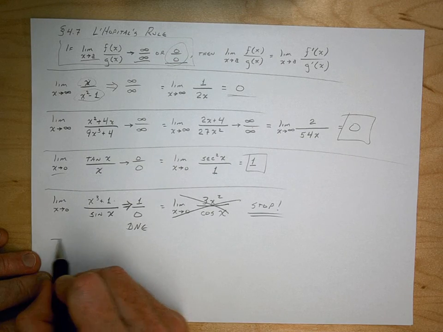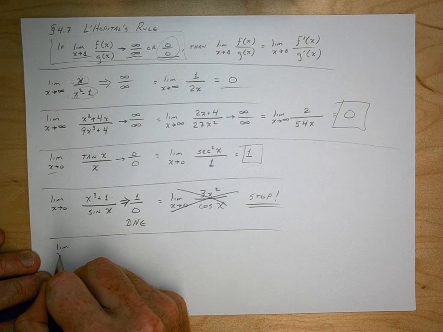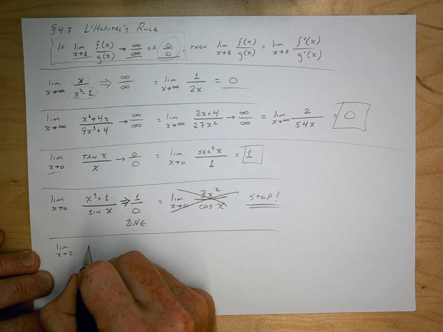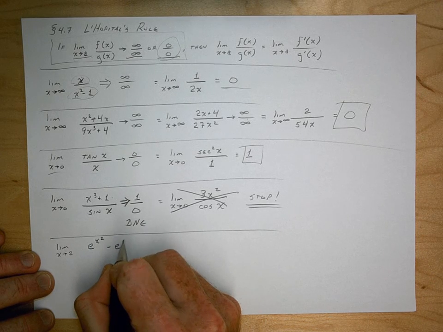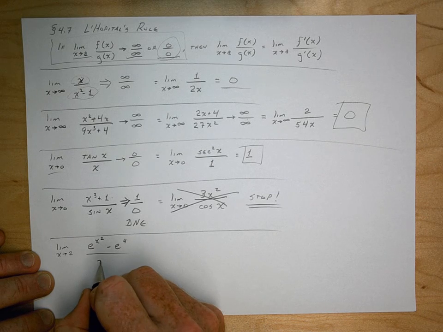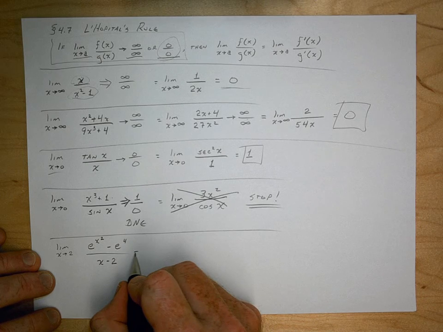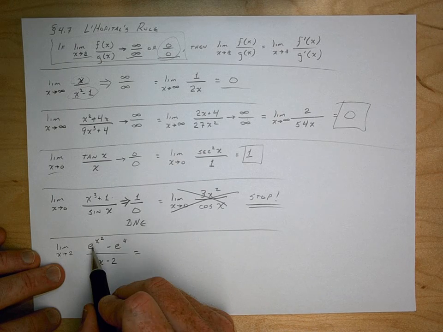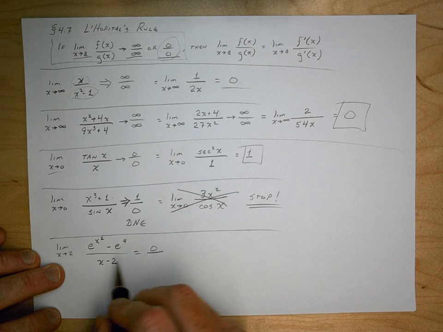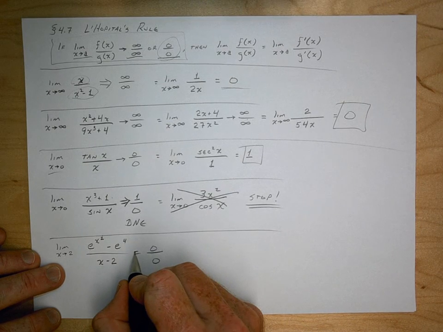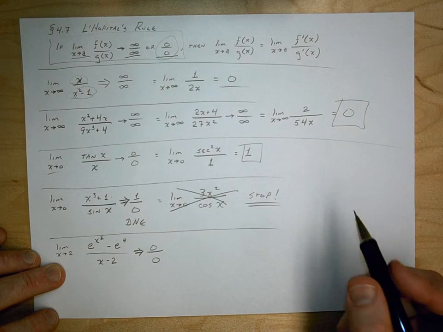And I hate to end on a downer, so let's do one more example. I've got a little bit more space on the page. Okay, let's try and evaluate this limit. If I plug x equals 2 into this, I get e to the 2 squared, so that's e to the 4th minus e to the 4th, 0. 2 minus 2, 0. So I get 0 over 0 in indeterminate form. Yay, so I can use L'Hopital's rule.